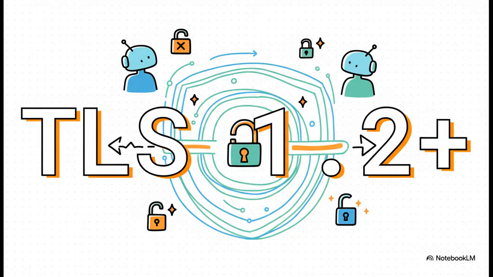And of course, every bit of this communication has to be encrypted. It's non-negotiable. A2A recommends using modern transport layer security, TLS 1.2 or newer, for any real-world deployment. This makes sure that nobody can snoop on the conversations between your agents.